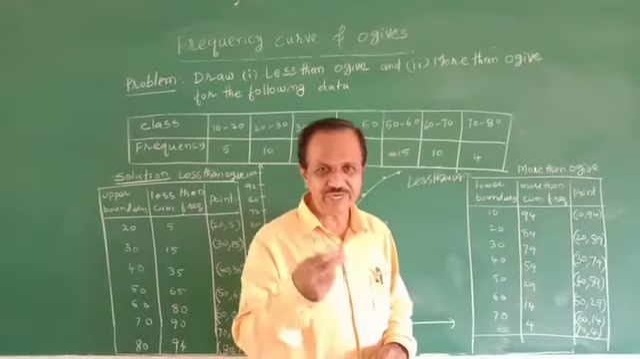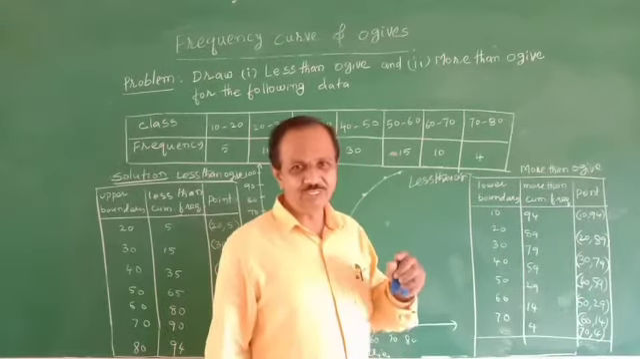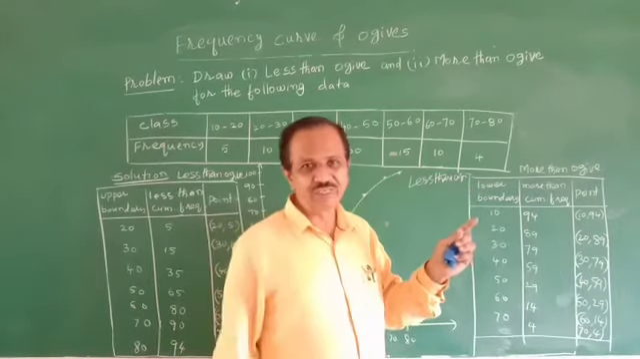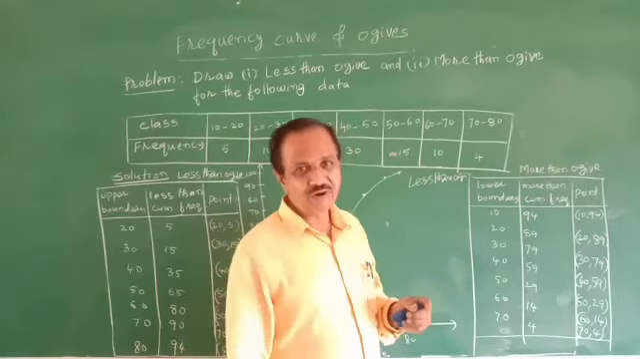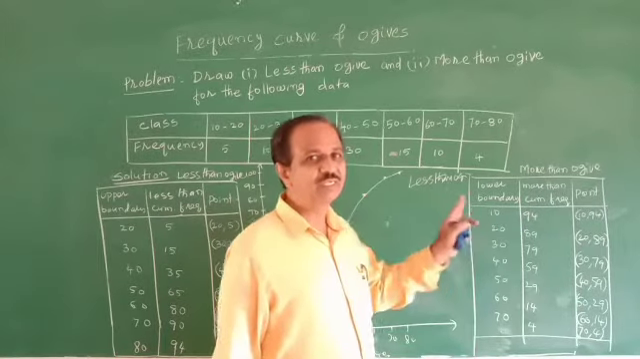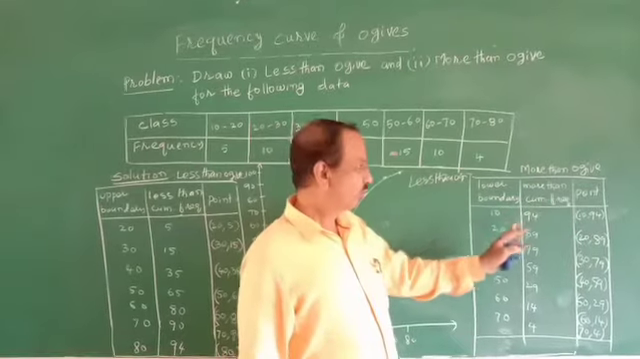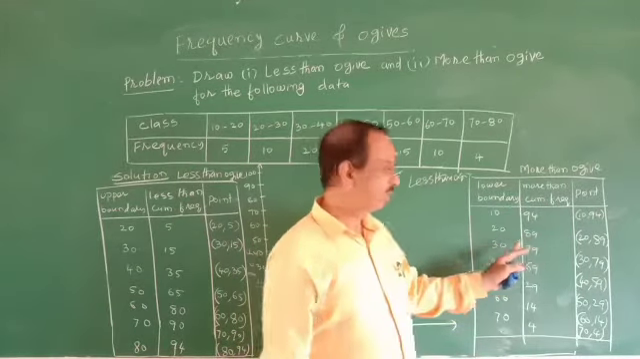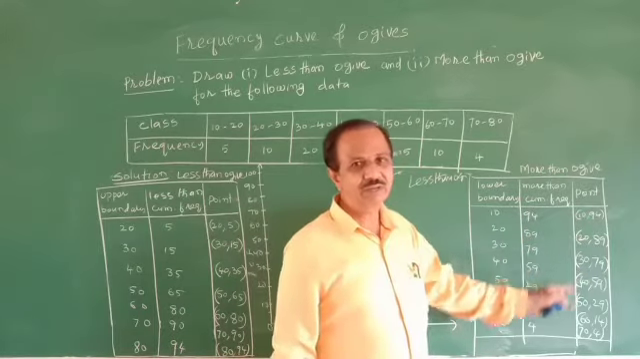So there are two ways of writing more than cumulative frequencies. One is first total, then subtract each frequency from top to bottom, or from bottom to top go on adding the frequencies, so you get the more than cumulative frequencies. Then points. So 10, 94 first point, 20, 89 second point, 30, 70, like that all other points.